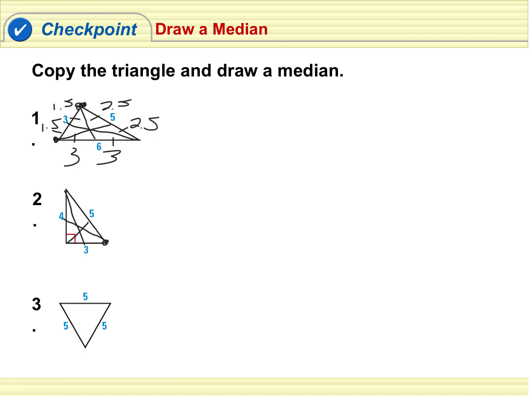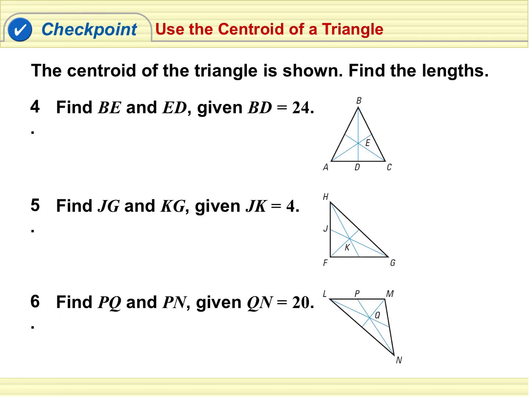They're all the same. So no matter what side you split, what do your medians turn into? 2.5. Any questions with medians? No? All right, moving on.